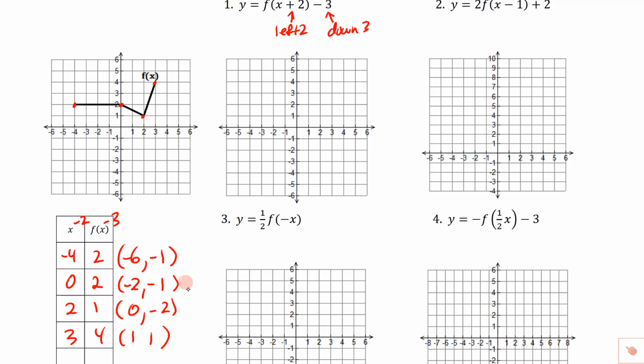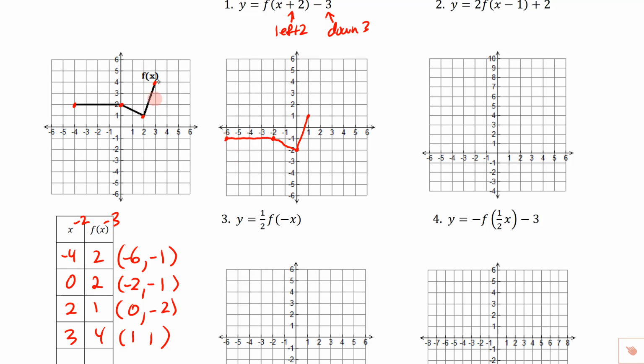Now, I'm going to come up here and I'm going to graph these. So let's check and see. We get negative 6, negative 1. So back 6 and down 1. So that would be right here. And then we get negative 2, negative 1, back 2 and down 1. Whoops, back 2 and down 1. There we go. And then 0, negative 2, don't go right or left, just go down 2. And then 1, 1, over 1 and up 1. So I'm going to go ahead and connect these right here. And I think, because I did that coordinate by coordinate, I think I got that right.